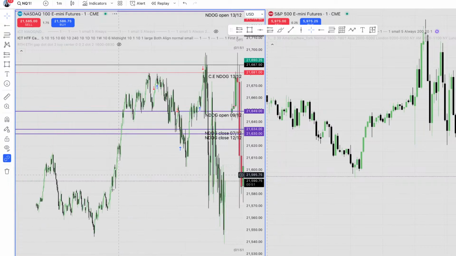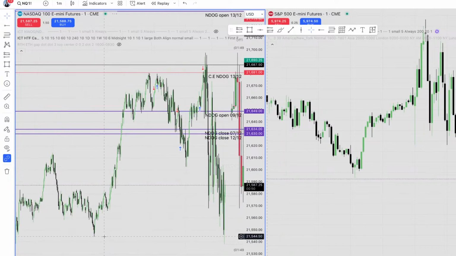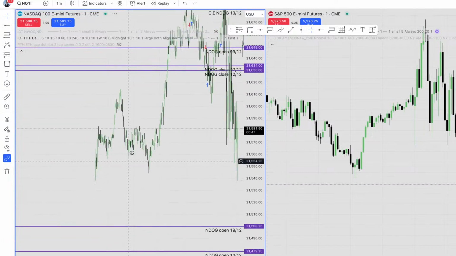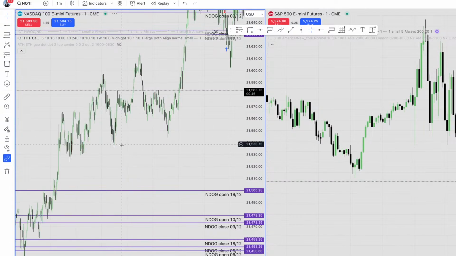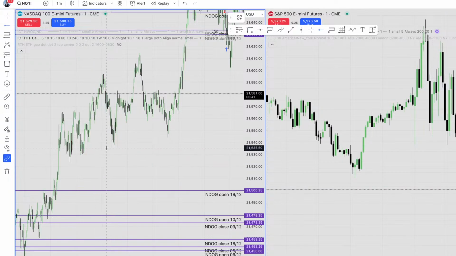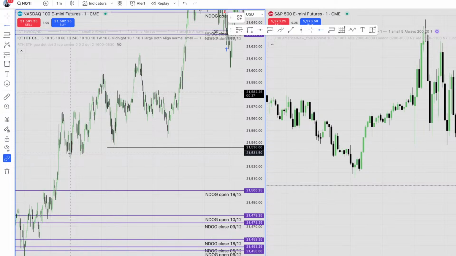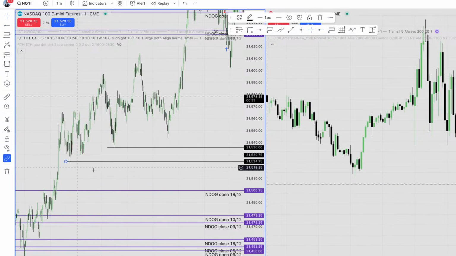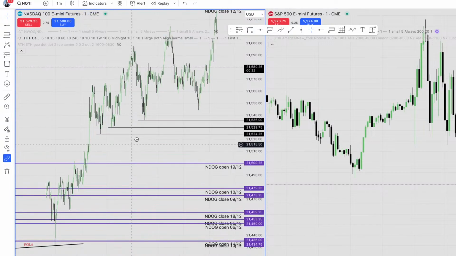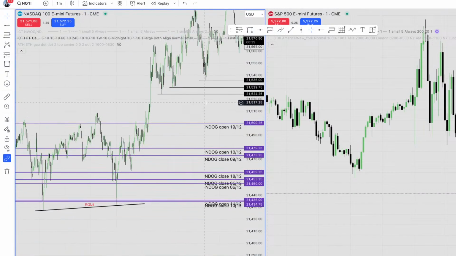Do you think it would be enough here that it only took this? Or it can go more short? We have more liquidity. Yeah, a bunch more liquidity. We have these equal lows here.